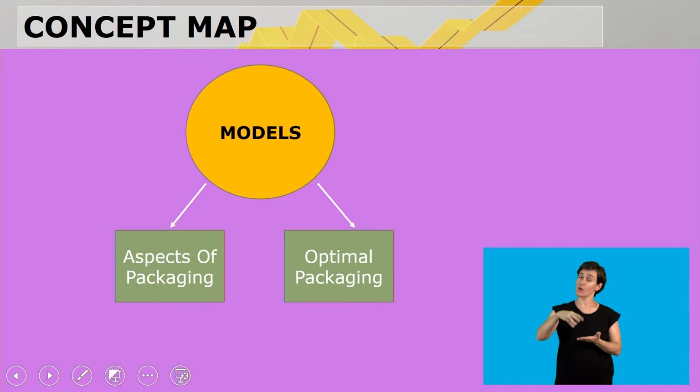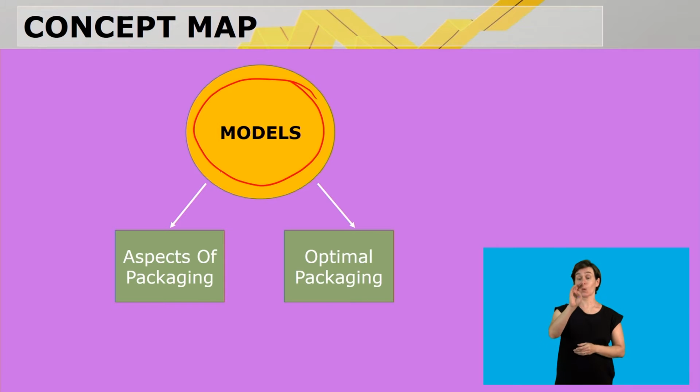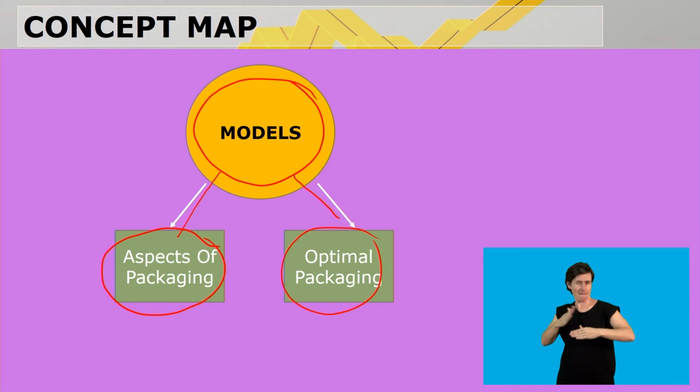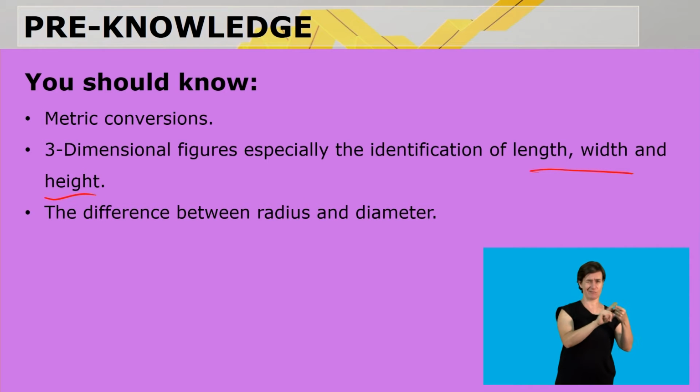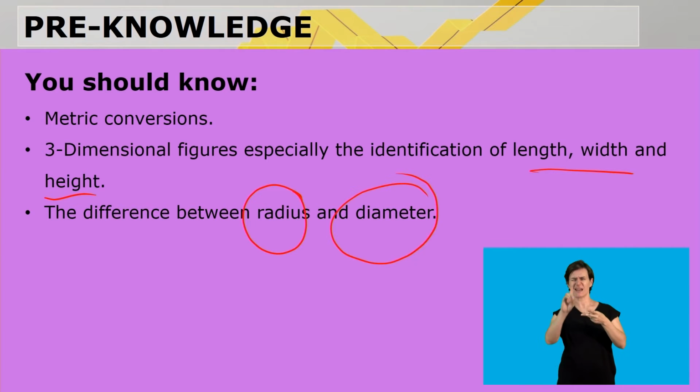What is on the menu for today? It's going to be quite short. We are looking at models, but specifically the aspects of packaging and also optimal packaging. What do you need to know? You should know your metric conversions, three-dimensional figures, especially the identification of length, width, and height, and then the difference between a radius and a diameter.